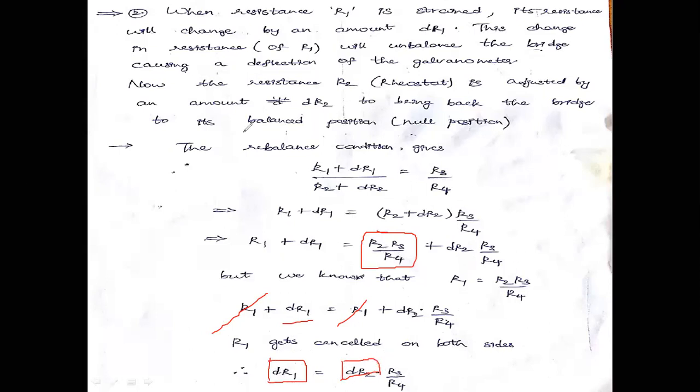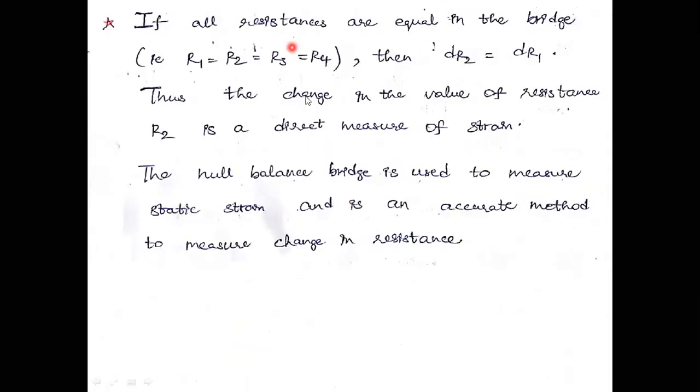In order to make the balance position again, these two resistances are going to be changed here. If all the resistances in the bridge are equal, for example if all four resistances are equal, then DR2 is equal to DR1. Thus the change in the value of resistance R2 is the direct measure of strain.